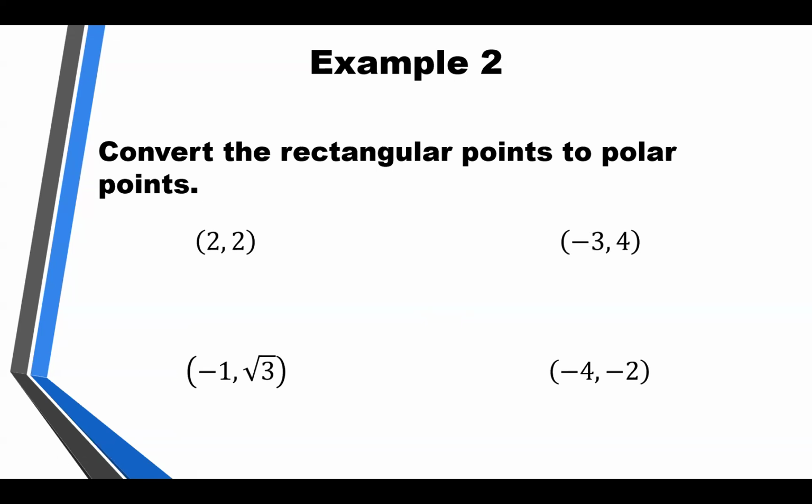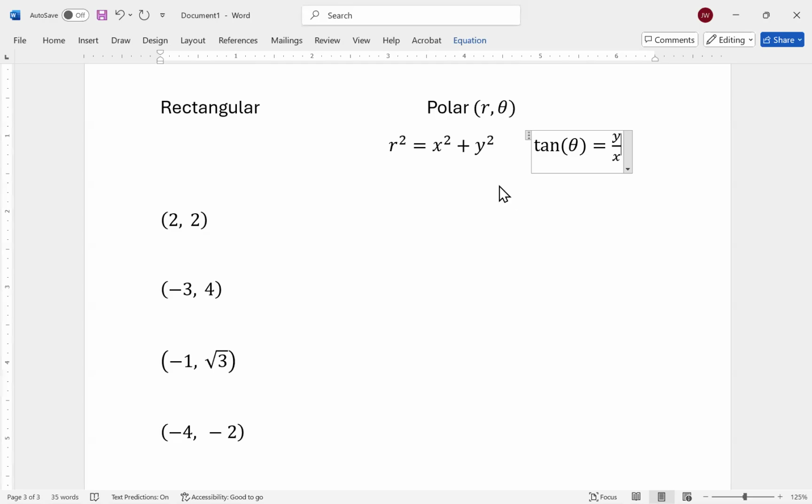Now let's go in the reverse. Let's assume that I'm given rectangular coordinates and I want to convert those to polar coordinates. So I have rectangular points, I want to go to polar points. Here are 4 examples of rectangular points, and I'm going to convert these to polar points. When I start at rectangular and go to polar points, I need to use these 2 equations. r squared is equal to x squared plus y squared, and tangent of theta is equal to y over x.